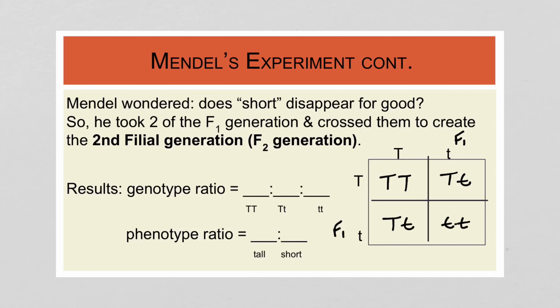So the genotype ratio here is 1 to 2 to 1, because there's one homozygous recessive, 2 heterozygotes, and 1 homozygous dominant. Sorry, I said this backwards, but you can follow. The phenotype ratio is, let's see, this one's going to be tall because there's dominant. This one's going to be tall. This one's going to be tall. And this one, because there's 2 recessive alleles, is going to be short. So we have a 3-to-1 phenotype ratio of tall to short.